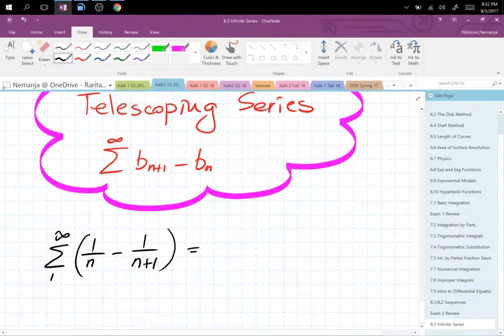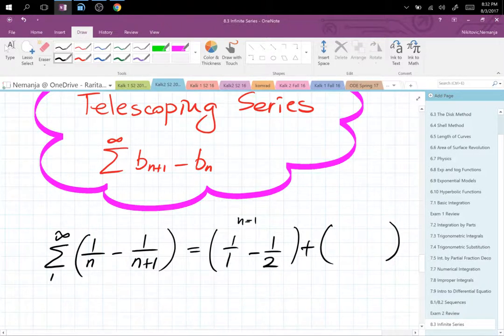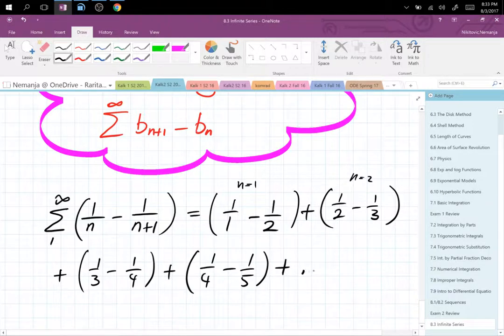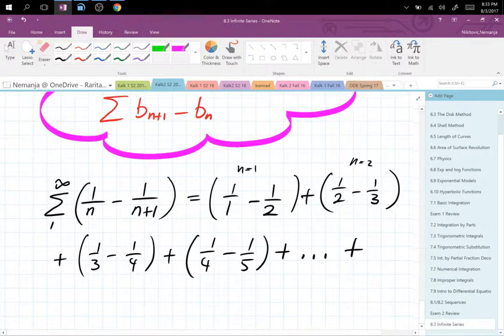So here's what I'm going to do. I'm going to write a few of these parentheses. So this is n equals 1, which is clearly 1 over 1 minus 1 over 2. Then for n equals 2, I have 1 over 2 minus 1 over 3. Plus, the next one is 1 over 3 minus 1 over 4. Plus, the next one is 1 over 4 minus 1 over 5. And then I get bored, right? I'm going to leave it there.